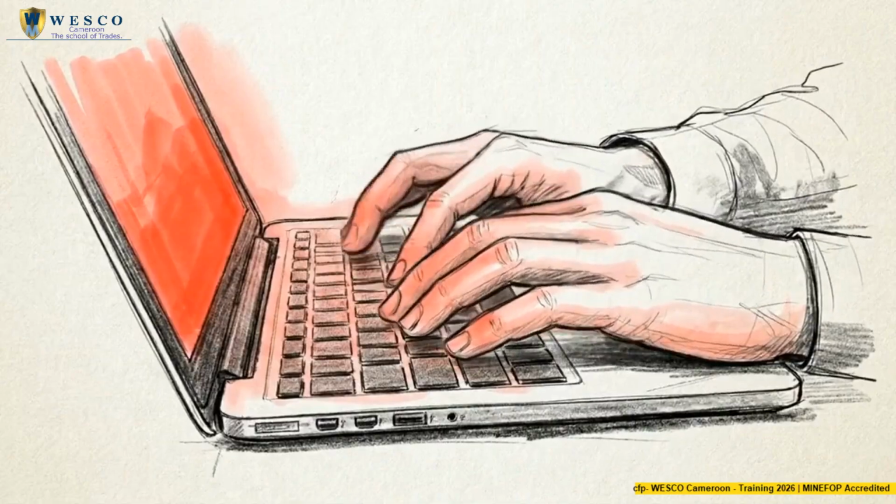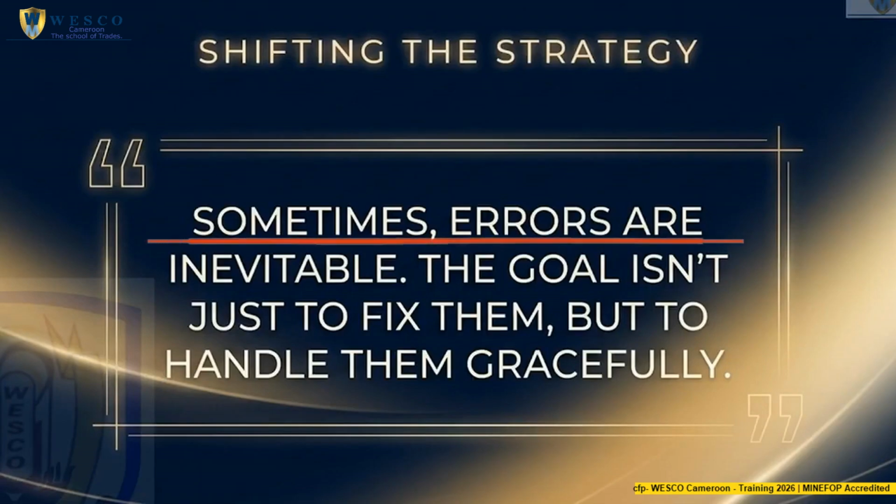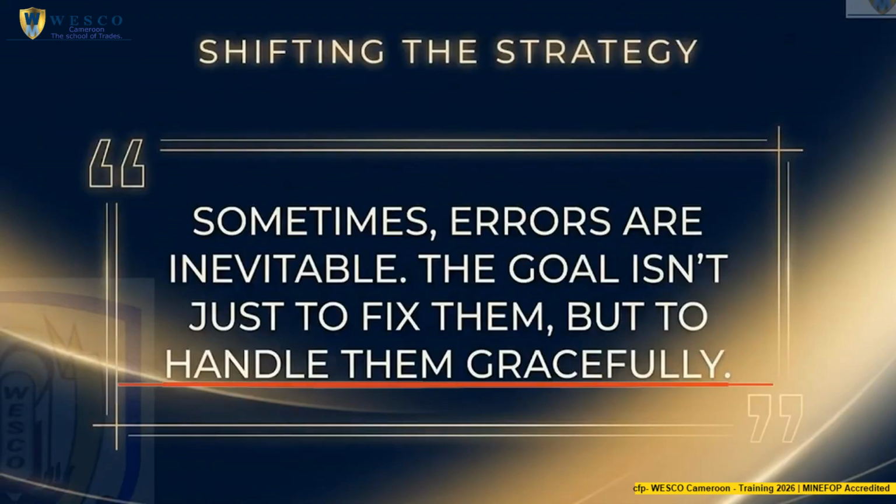This diagram illustrates the missing links family. The broken bridge represents a #REF! error, occurring when a referenced cell is deleted. The empty radar represents an #N/A error. Your lookup function searched the list but couldn't find a matching value. Sometimes errors are mathematically unavoidable. If a product has not sold yet, a division by zero error is technically accurate. The quote here suggests a shift in strategy. Focus on handling these moments gracefully.